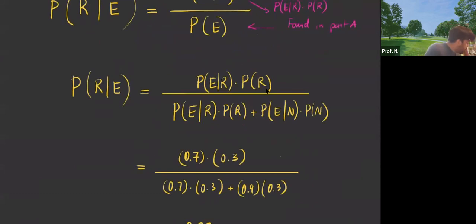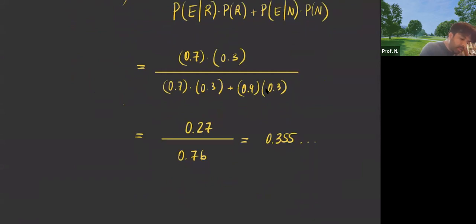Yeah, the probability that it rains, right? What's the probability that it rains? Yeah, 0.27. So you can also write this as a decimal here. I mean, as a fraction, 27 over 76, which is 0.355.